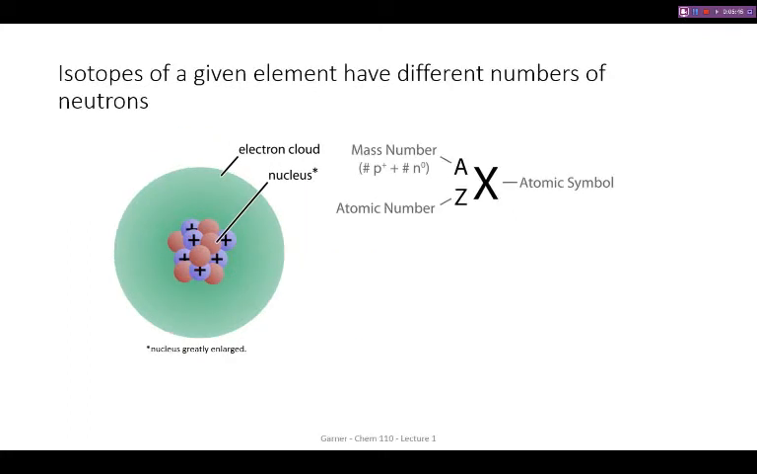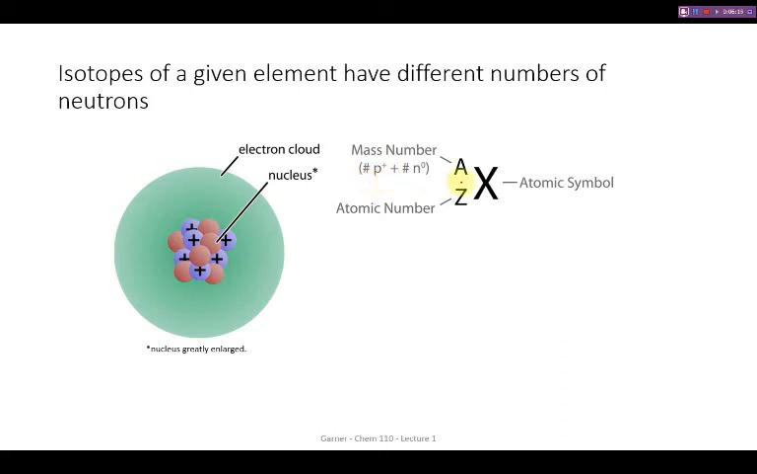Let's talk now about what isotopes are. So an isotope is a different version of an element, essentially. So it's going to have the same number of protons as an element, but differing numbers of neutrons. And as we saw earlier, neutrons and protons weigh the same amount. And so by looking at the actual mass number, or the atomic mass of a given element, we can determine the number of protons and neutrons.